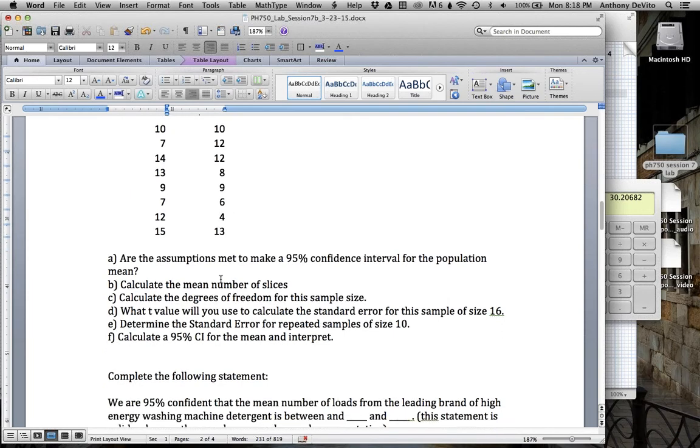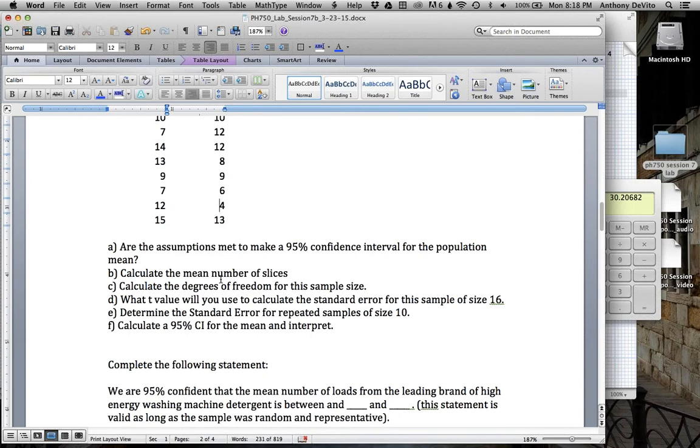Okay, so now, what are the assumptions that we have here? It's got to be a random sample. They've got to be independent. In other words, they're not all from the same chain of delis or something like that. And we're going to calculate the mean. Okay, let's go ahead and calculate the mean.